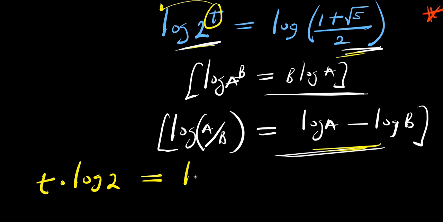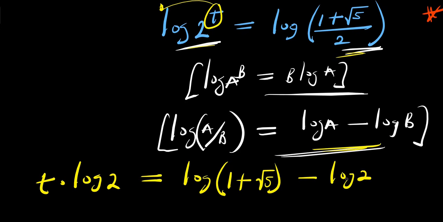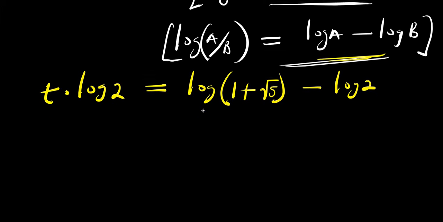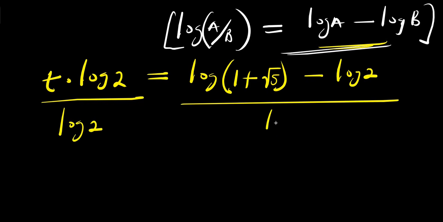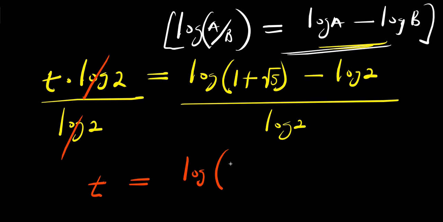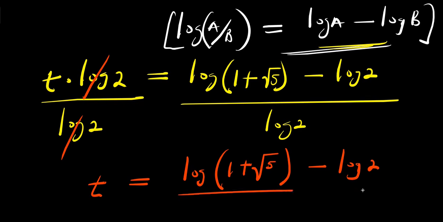So we are going to have log of 1 plus root 5 minus log 2. So what we are going to do will be to divide this by log 2. Divide this by log 2. So what happens here is that log 2 eliminates log 2. So you have t equals log of 1 plus root 5 minus log 2, divided by log 2.